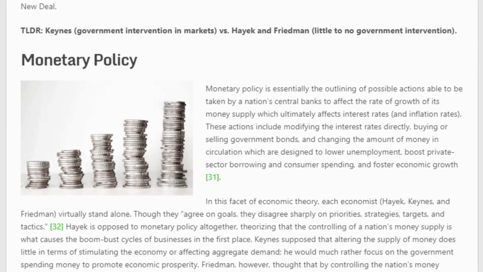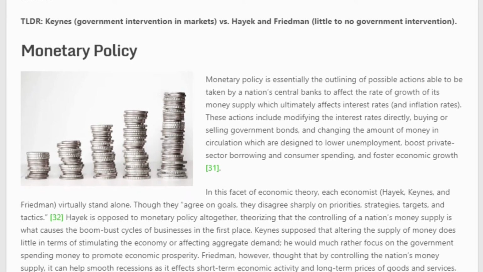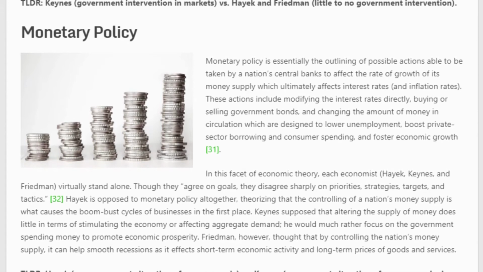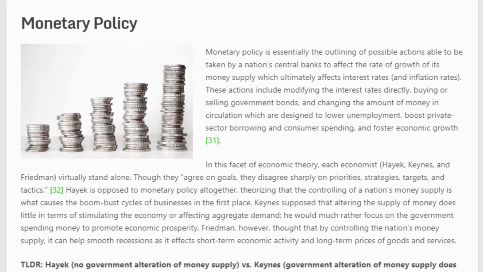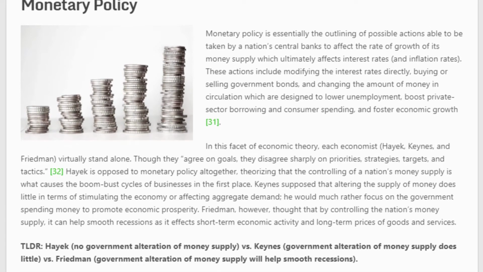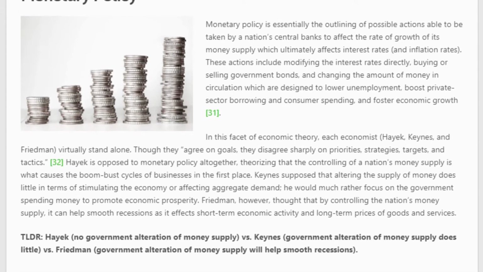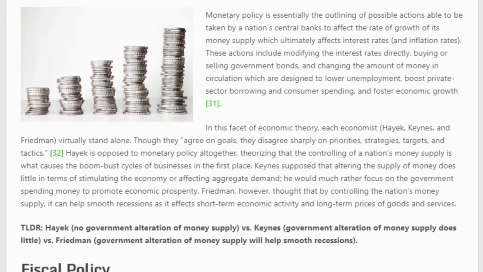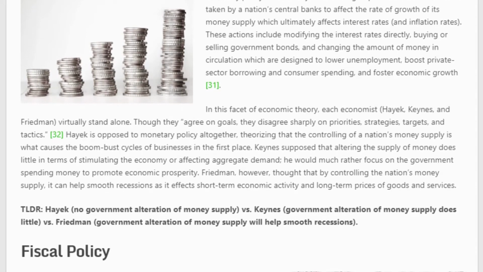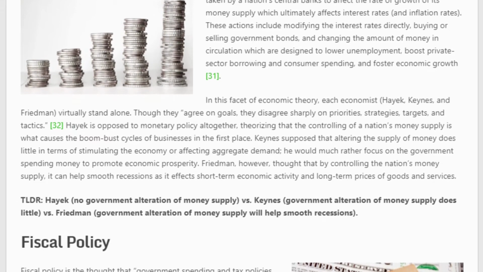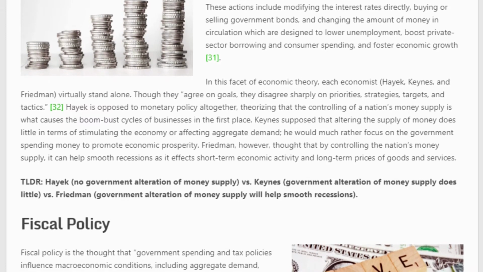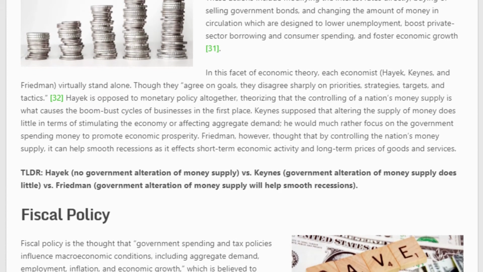In this facet of economic theory, each economist, Hayek, Keynes, and Friedman, virtually stand alone. Though they agree on goals, they disagree sharply on priorities, strategies, targets, and tactics. Hayek is opposed to monetary policy altogether, theorizing that the controlling of a nation's money supply is what causes the boom and bust cycles of businesses in the first place. Keynes supposed that altering the supply of money does little in terms of stimulating the economy or affecting aggregate demand. He would much rather focus on the government spending money to promote economic prosperity.